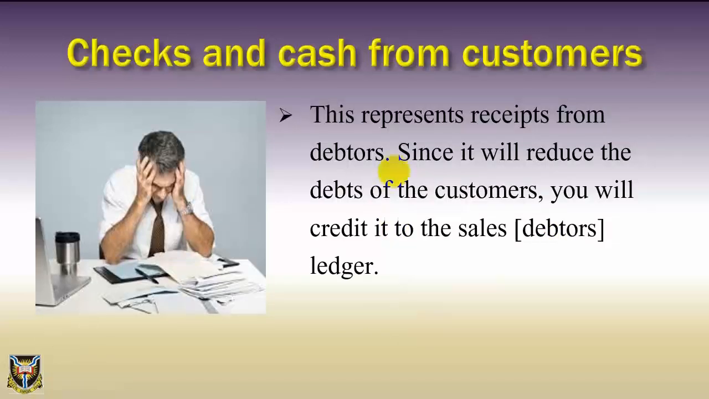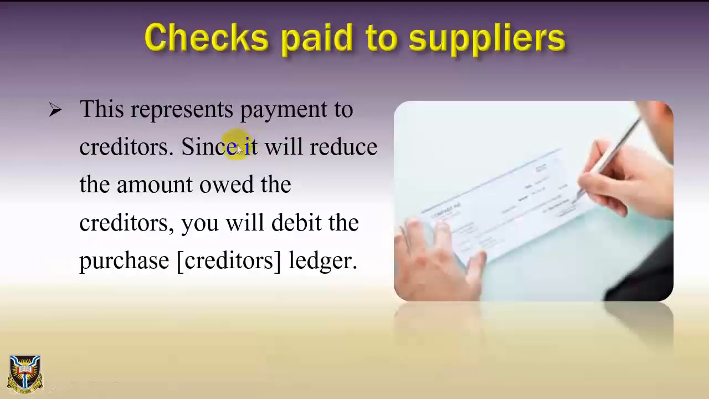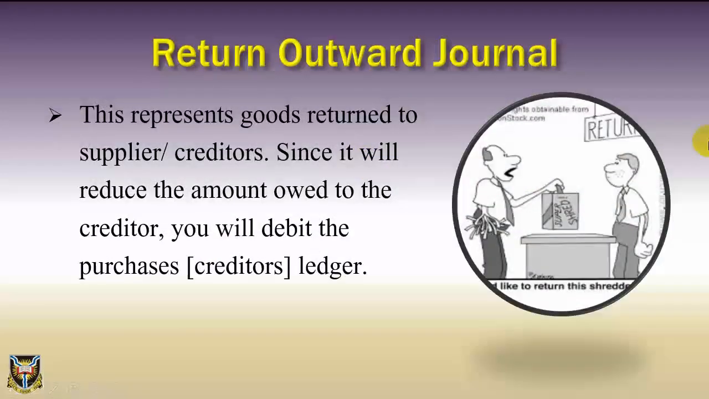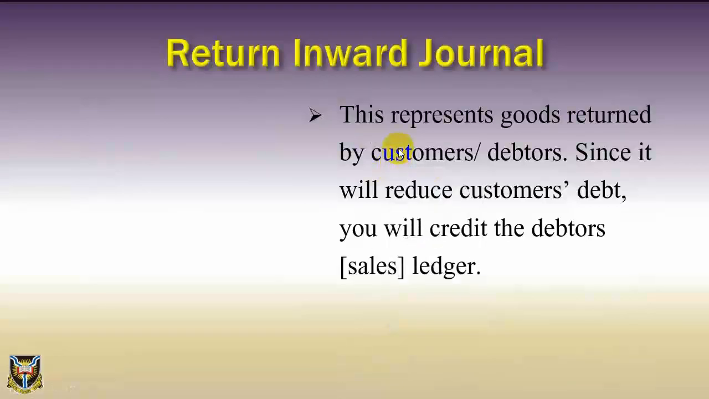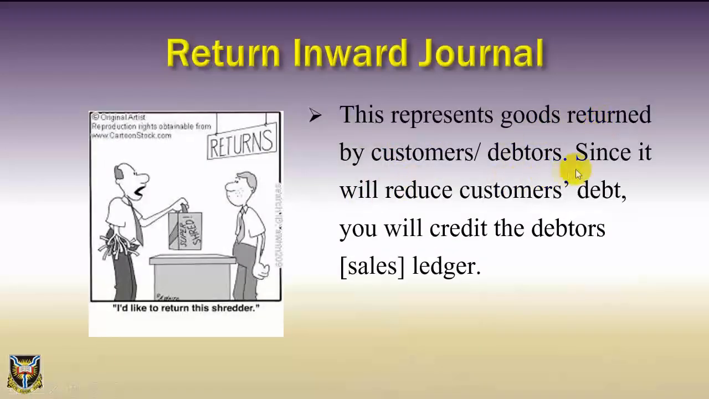Checks paid to suppliers. This represents payment to creditors. Since it will reduce the amount owed the creditors, you will debit the purchase creditors ledger. Return outward journal. This represents goods returned to suppliers through creditors. Since it will reduce the amount owed to the creditor, you will debit the purchases creditors ledger. Return inward journal. This represents goods returned by customers to debtors. Since it will reduce customers' debt, you will credit the debtors' sales ledger.